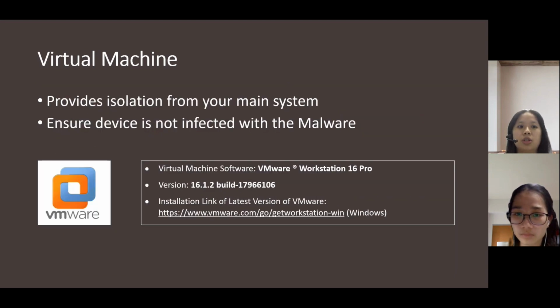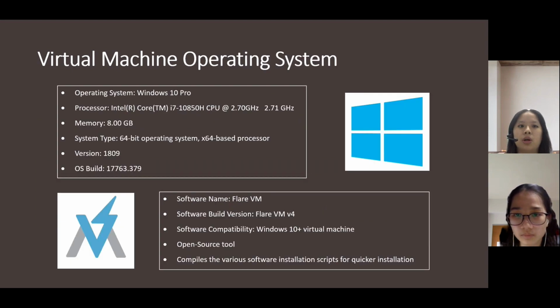Next, for the virtual machine, the reason why we used the virtual machine was to ensure that there was isolation between our host machine and the machine on which we are running our virtual machine. This will help ensure that our device will not be infected with the LuckyCat malware. For the operating system of the virtual machine, we use Windows 10 Pro, with around 8 GB of memory, running a 64-bit operating system.